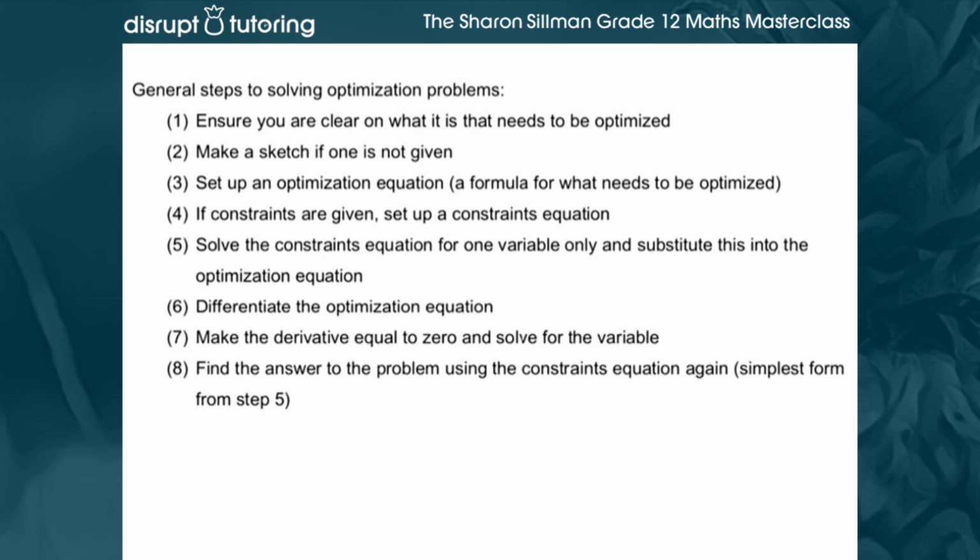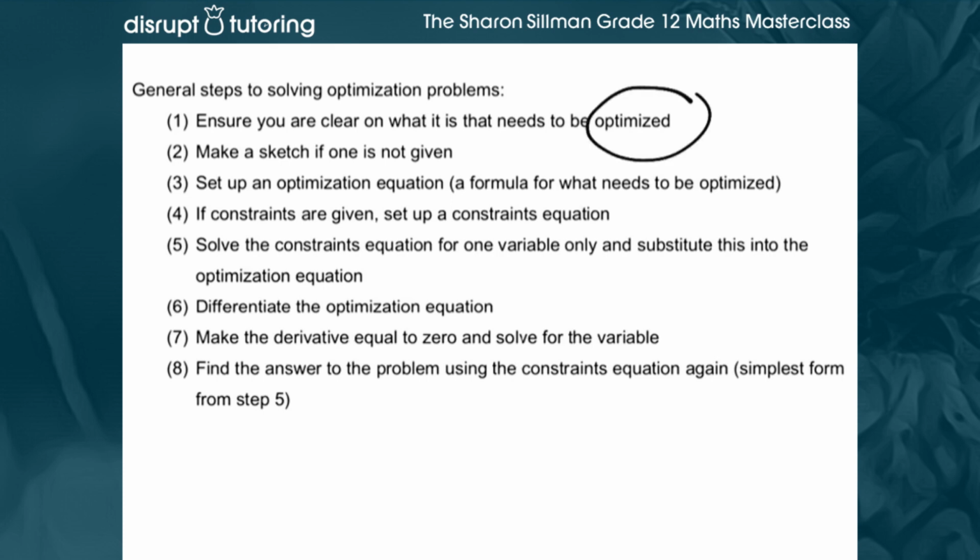Sometimes there are things called constraints. We will talk about that as we go through the example. But if they've given you some kind of constraint, then you need to make an equation of that one. Solve the constraint equation for one variable only and put it into the optimization equation. You'll see later the reason we're doing this.